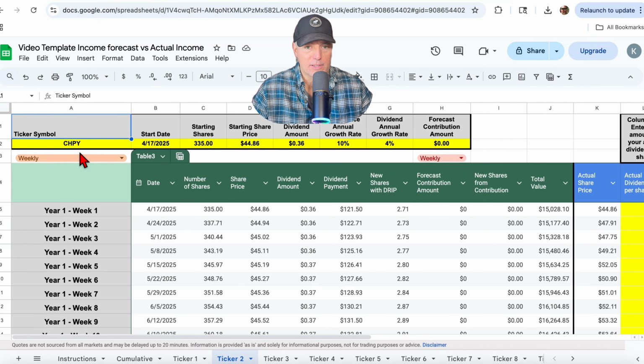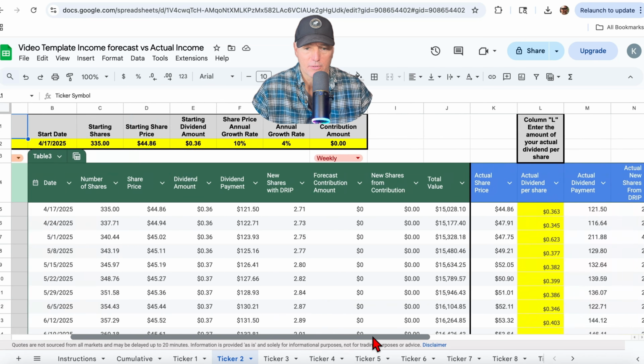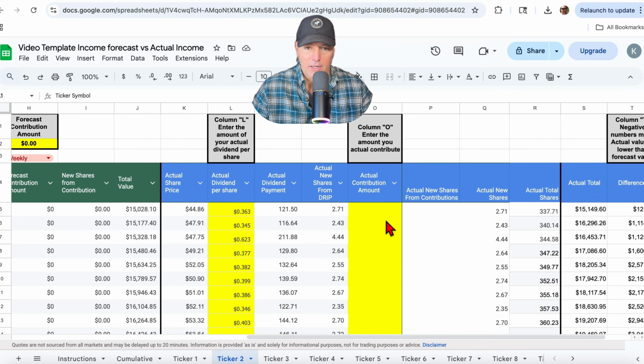Over on tab 2, we did the same thing with CHPY. I'm not going to go through all the steps again, but you can see I've pre-filled all this in. It's a weekly payer. We're contributing nothing on this one, so we forecasted we would contribute nothing. We have nothing over here on what we're actually contributing, but we could actually do that. Even though we forecasted we wouldn't contribute, maybe we decide, hey, it's a dip, I want to buy some. Whatever the case, you can always add that in the actual.